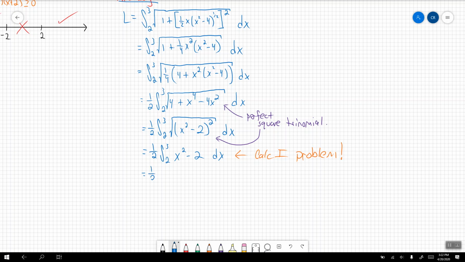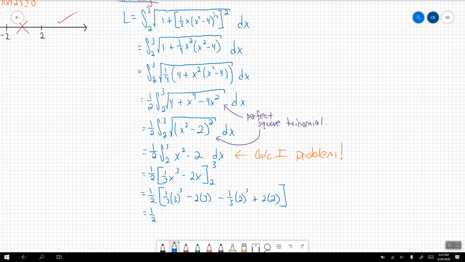Which means now we just take 1/2 multiplied by, and let's see, this is going to be 1/3 x cubed minus 2x, evaluated from 2 to 3. And all we have to do then is just evaluate that. All right, so let's go through and find that evaluation. 1/2 multiplied by 1/3 times 3 to the power of 3 minus 2 times 3. Perfect. And then we're going to subtract out 1/3 times 2 to the power of 3 minus 2 times 2.